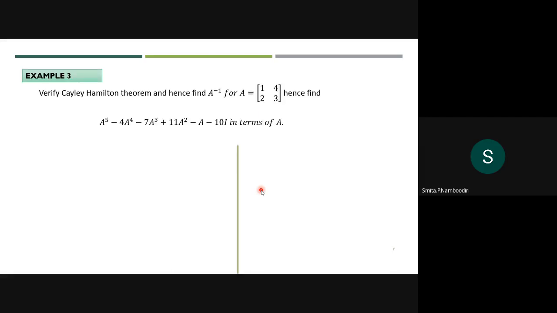Go to the next same type of problem. Verify Cayley-Hamilton theorem and hence find A inverse for A equal to 1 4 2 3. Hence find A raised to 5. Almost same as the previous one. The only extra thing you do here is verify Cayley-Hamilton theorem.